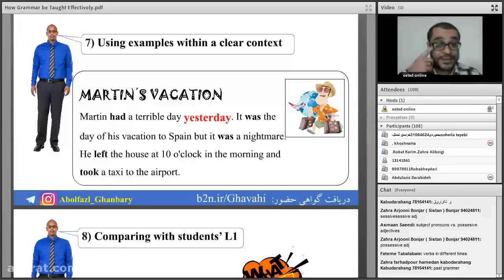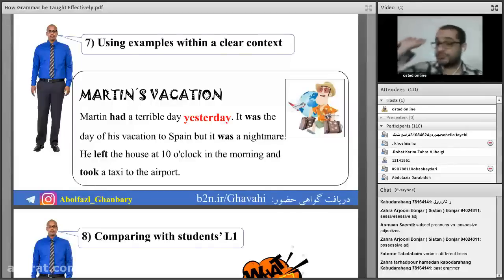For example, Martin had a terrible day yesterday. This yesterday, just knowing the meaning of yesterday, can aid learners to understand the whole meaning. Yeah? If you bold the past verb and one adverb of time, it can aid learners to understand the meaning of past. It was the day of his vacation to Spain, but it was a nightmare. He left the house at 10 o'clock in the morning and took.